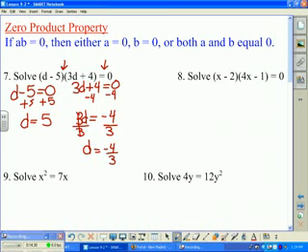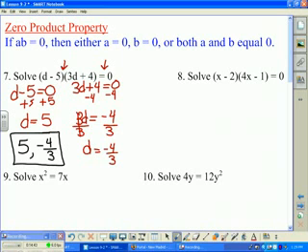Negative 4 over 3 does not divide to give me a whole number, so I'm keeping it as a fraction, negative 4/3. My final answer is 5 and negative 4/3. I don't have to have those numbers in any certain order, but there are just two answers, 5 and negative 4/3.